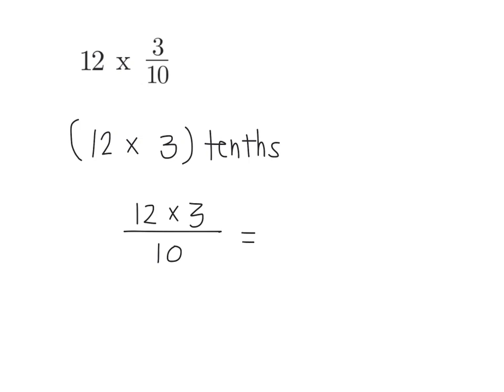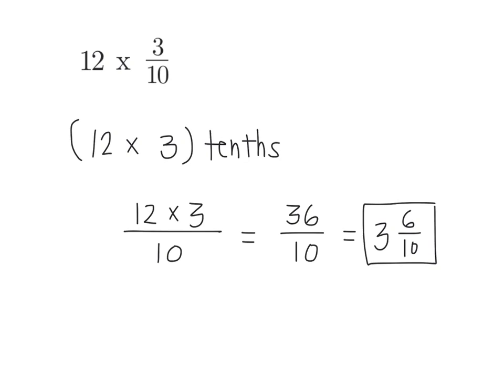What's 12 times 3? 36. Very good. Divided by 10. That's an improper fraction because my numerator, 36, is bigger than my denominator, 10. I know that 10 tenths makes one whole. So I have 10 tenths, 20 tenths, 30 tenths. I don't have 40 tenths. So how many wholes do I have in there? 3. And then how many tenths are left over? So my final answer is 3 6 tenths.